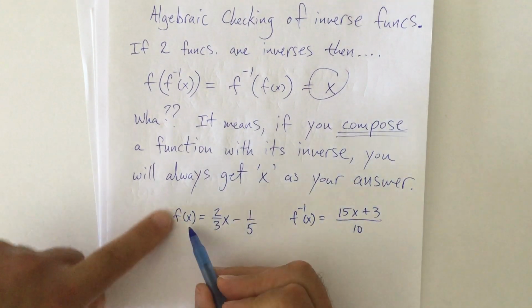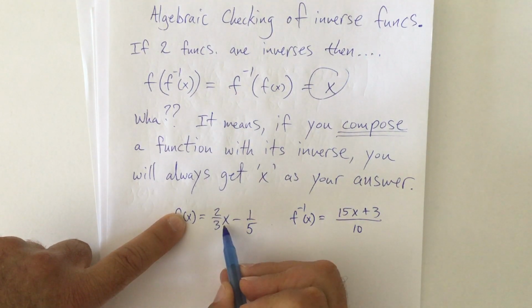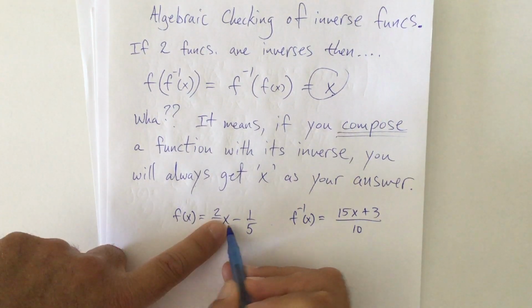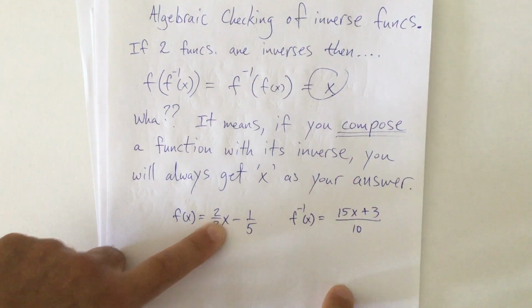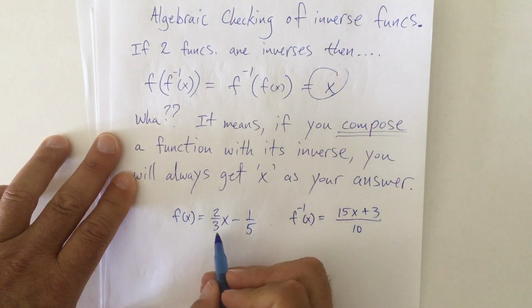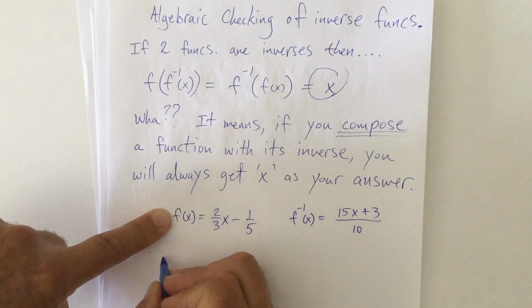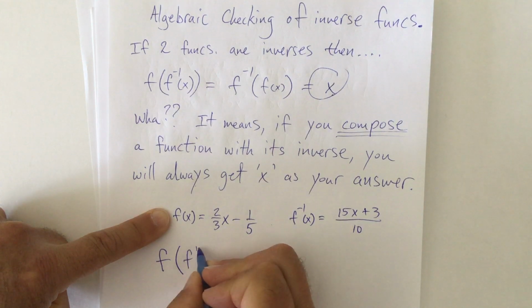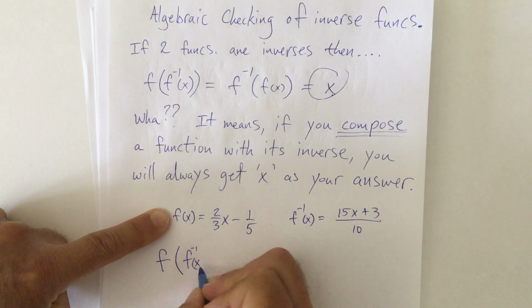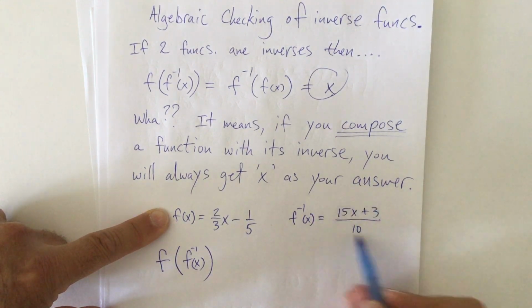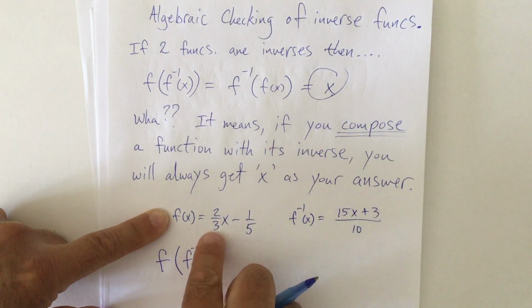Now, what if they used the letter t instead of x? Well, then I would get a t. What if they used m? Well, then I'd get an m. But I'm using x, just because we usually use x's and y's. So, see this guy here? I'm going to do this. I'm going to go f of f inverse of x. So what does it mean? I'm going to plug this guy into this guy.